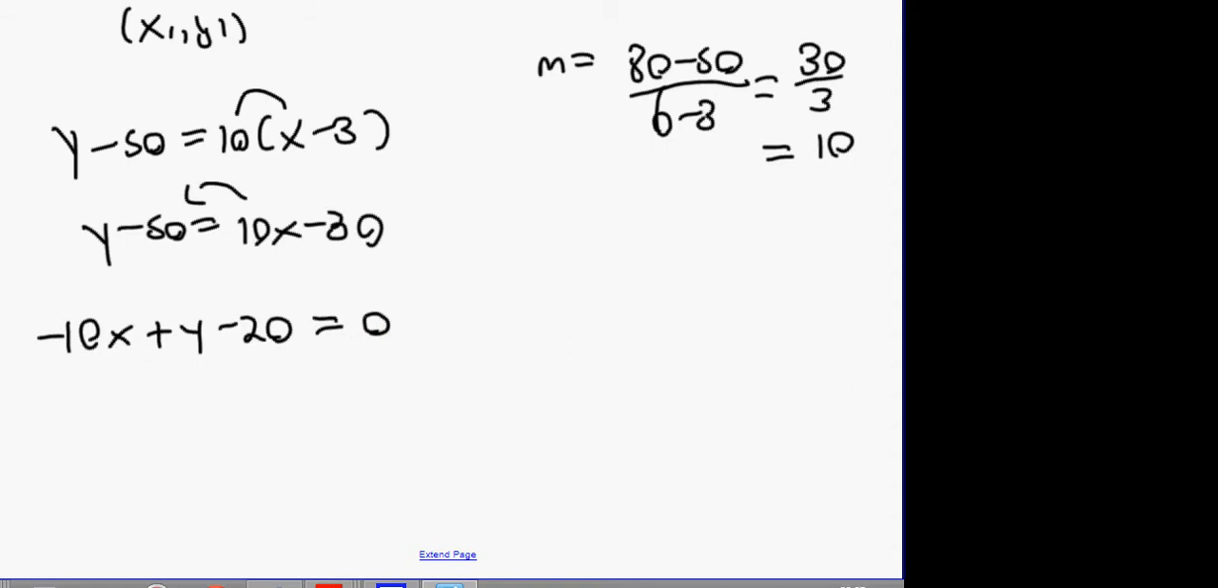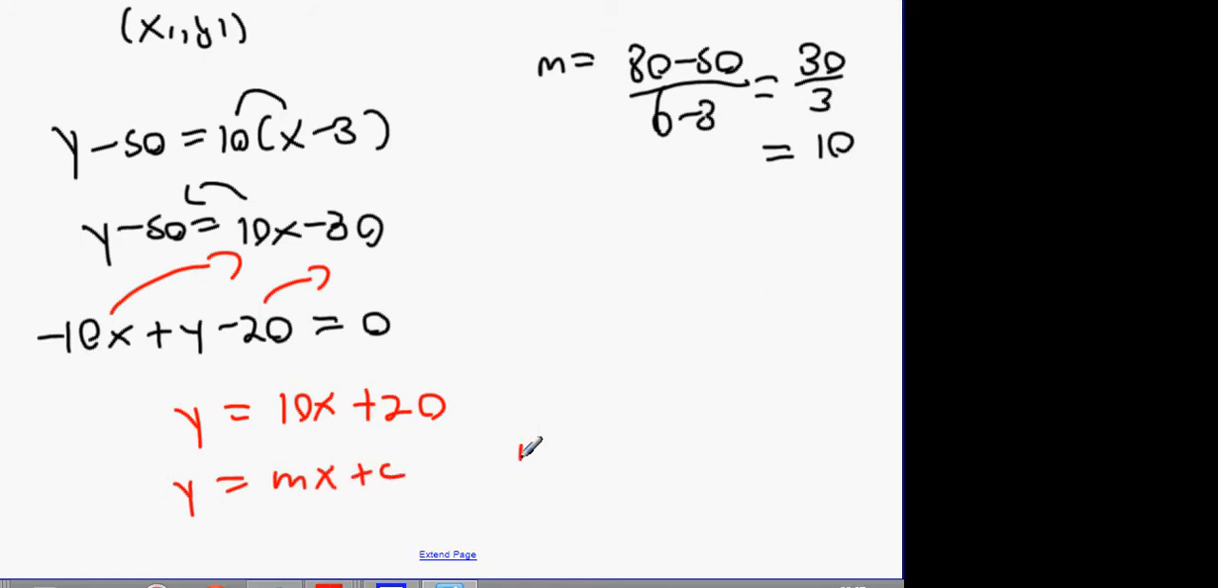We might want to get y on its own. If we get y on its own, we bring everything back where it came from, and we get y equals 10x plus 20. What does that mean, guys? 10x plus 20. What's the slope? 10. Remember mx plus c? The slope is 10. And the c-intercept where it hits the y-axis is going to be 20. Now, does it ask me to draw this?